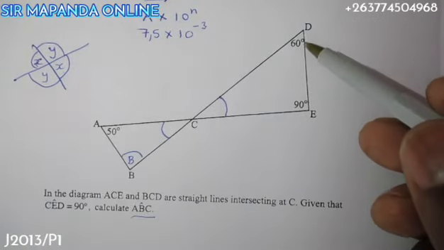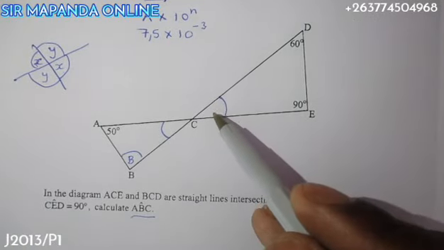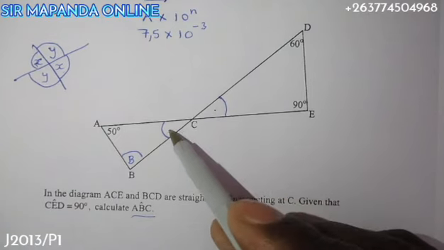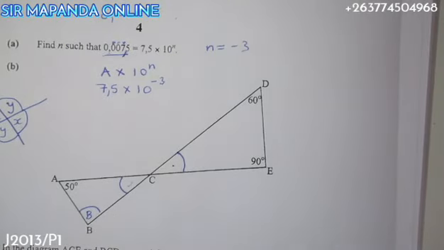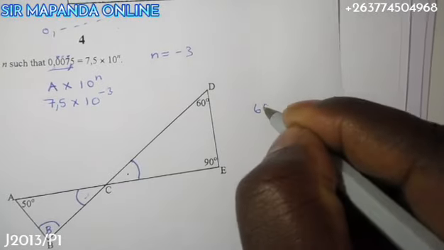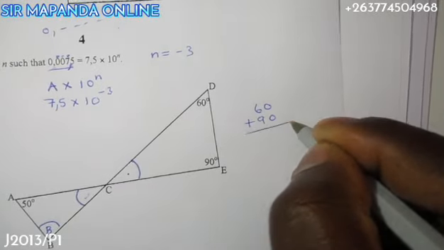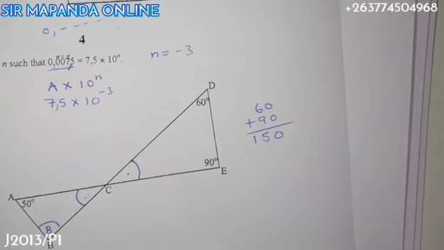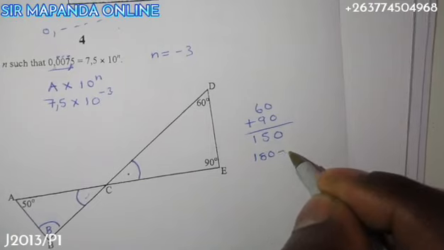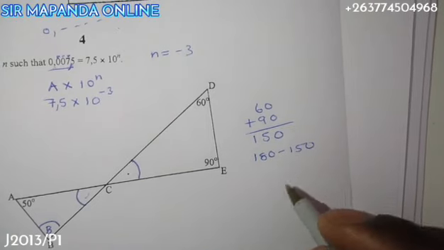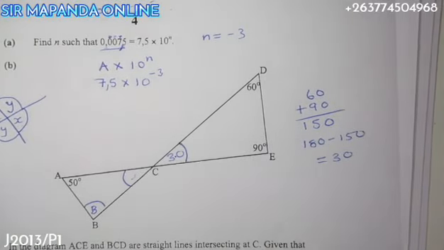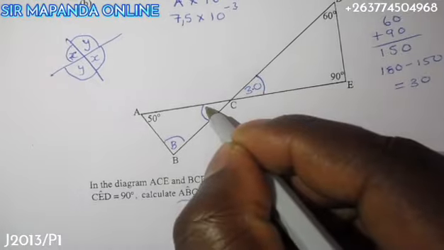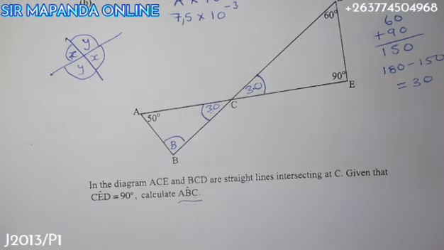So let us use the bigger triangle to find this C, which will lead us to the C in the smaller triangle. You need to appreciate that the sum of angles in a triangle add up to 180. So you are saying 60 plus 90. What do you get? You get 150. Then you subtract 150 from 180. You get 30. So this angle is 30 degrees. So if this angle is 30, it simply means the opposite angle is also 30, right?